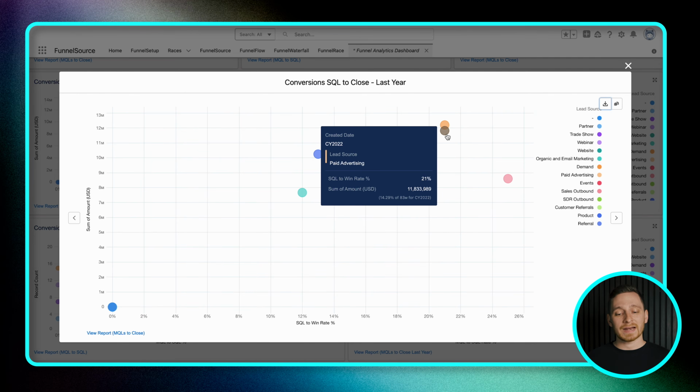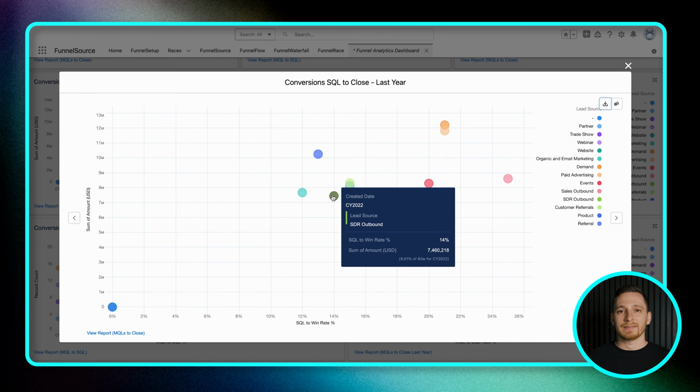Now compare that to paid advertising, where paid advertising has produced a significant amount more of revenue. However, the conversion rate is significantly less. And then if we take a look at one of the lower performing examples in this particular sample data set, the SDR Outbound is only converting at 14%, which is relatively low compared to all the other lead sources, and isn't producing much revenue either. So that might be a lead channel you want to take a look at for improvement.